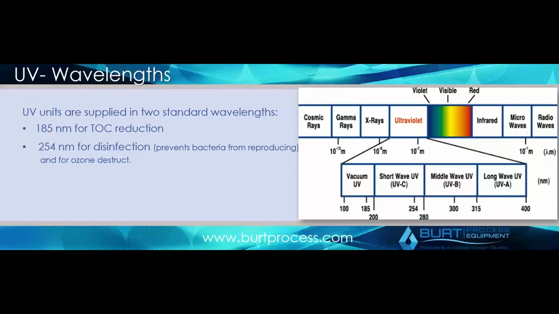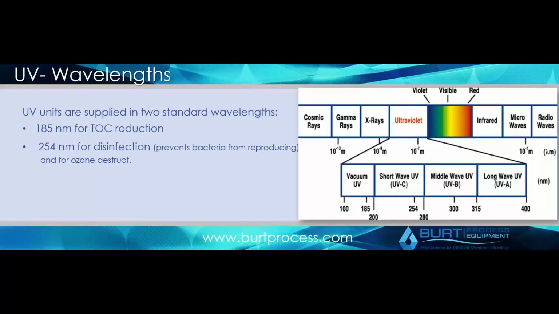185 nanometers is essentially designed to target TOC reduction. 254 is designed for disinfection. And when I say disinfection, you're basically destroying the bacteria. You're not actually removing it from the system. This will cause endotoxin buildup, which we'll talk about here in a second. And the TOC, that's a big component of a lot of things, reducing that down.